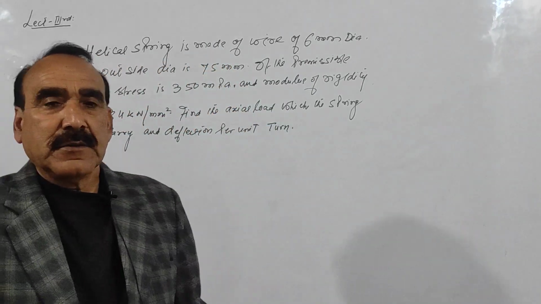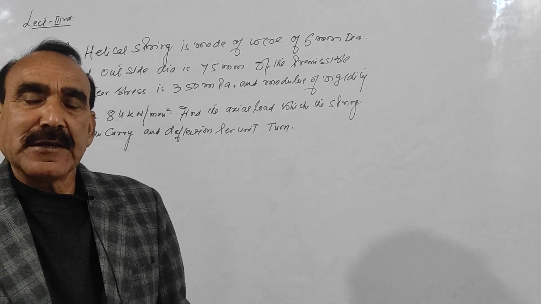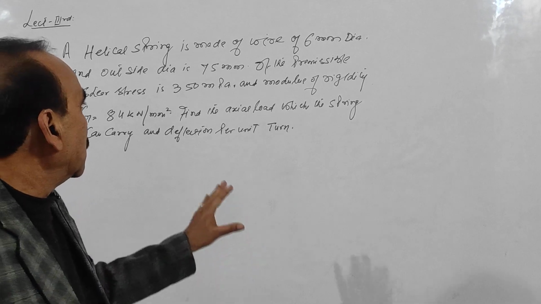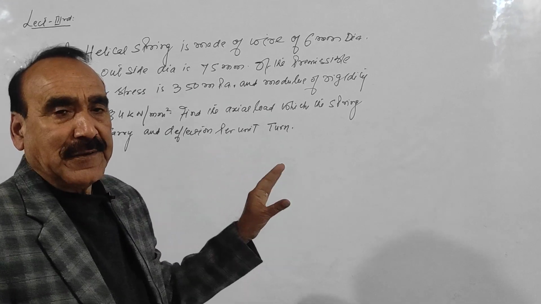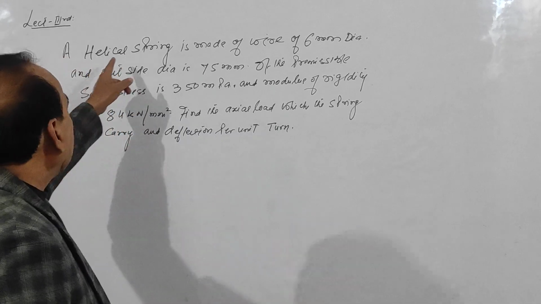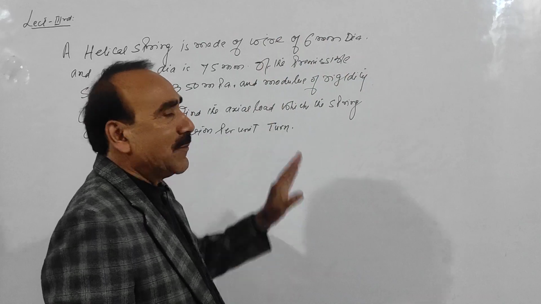Good morning. Today I will take up a few problems regarding the helical coil spring. So, the first problem which I have taken here, try to understand what is there. A helical spring is made of wire of 6 mm diameter.